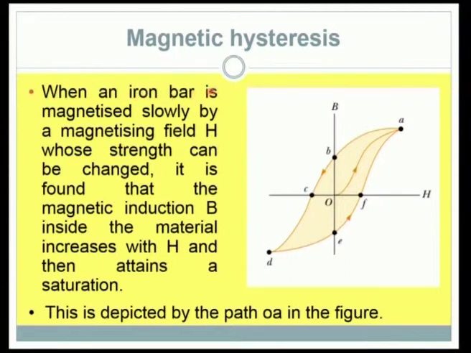When an iron bar is magnetized slowly by a magnetizing field H, whose strength can be changed, it is found that the magnetic induction B inside the material increases with H and then attains a saturation. This is depicted by the path OA in the figure. Here I have shown the magnetization cycle diagram.